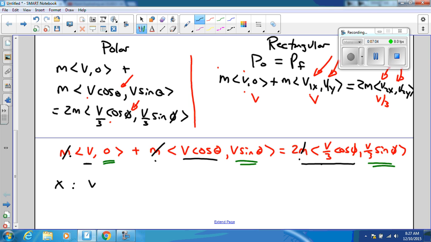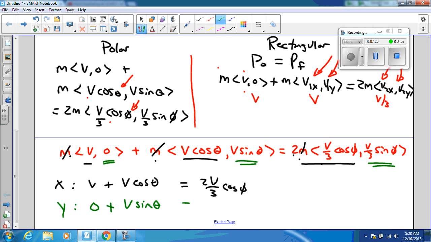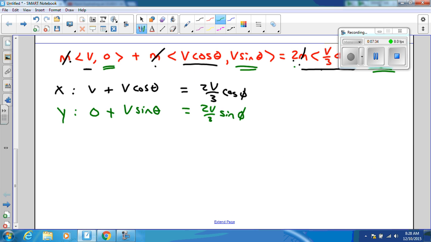The equation for the x's is going to be that v plus v cosine theta has to equal 2v over 3 cosine phi. And the equation for the y's is that 0 plus v sine theta has to equal 2v over 3 times sine phi, like this. And what I notice about these equations that's really nice is that v is a common factor of each term, so that the v's also cancel out.